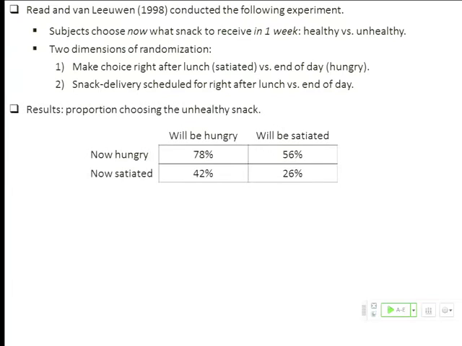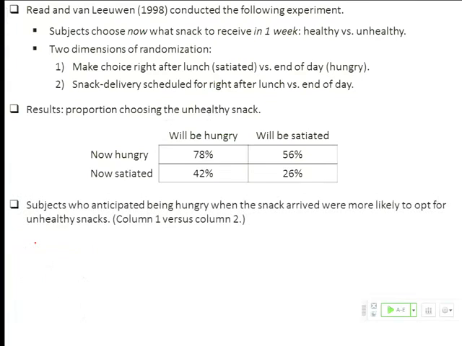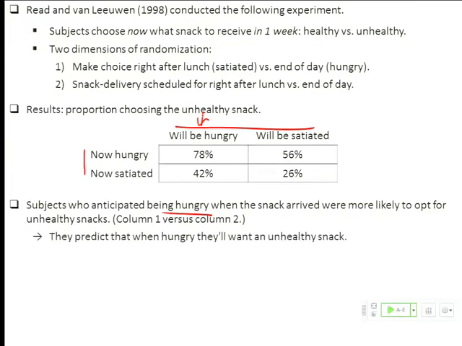Okay, so here's what they got. These numbers are the proportion, or in fact percentage, choosing the unhealthy snack. And what do we see? What we see is evidence of a couple of things. One dimension is the state they're in when they make the prediction, and the other is the state that they'll be in when they receive the snack. So subject to anticipated being hungry, that's to say people in this column, when the snack arrived, were more likely to opt for unhealthy snacks, okay? So what that says is that they correctly predict that when they're hungry, they will want an unhealthy snack more than when they're not hungry, okay? So they're correctly predicting, in some sense, the direction in which their preferences will change.